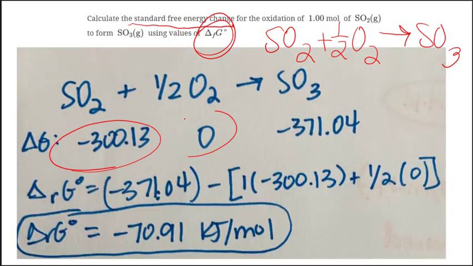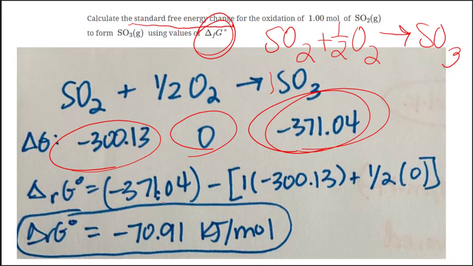How did you do? Did you find those G values and then plug them in and do products minus reactants? So 1 times negative 371.04 minus 1 times the SO2 value plus 1/2 of O2's value to get negative 70.91.